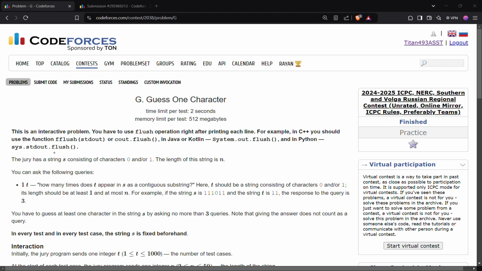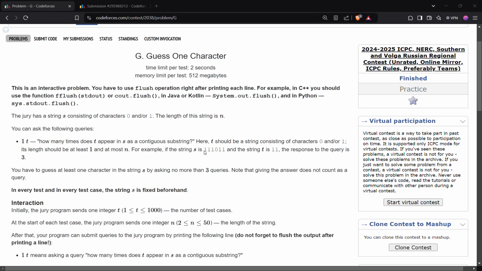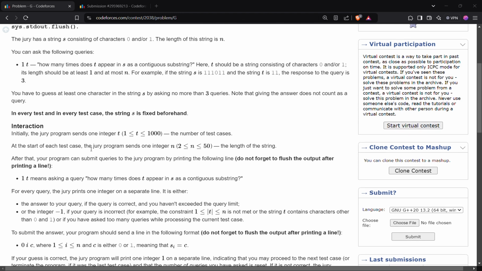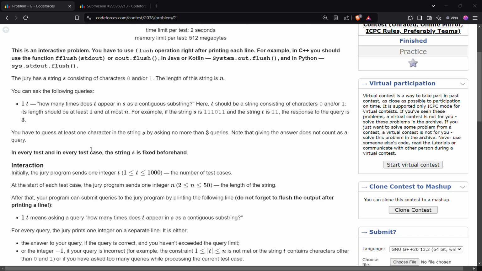Today we are going to solve this question called Guess One Character from Codeforces. This has appeared in recent ICPC contests, the 2024-2025 ICPC contests. So let's take a look at the question. Basically this is an interactive problem, but it is not quite working as interactive problems usually do. We'll see what that means.